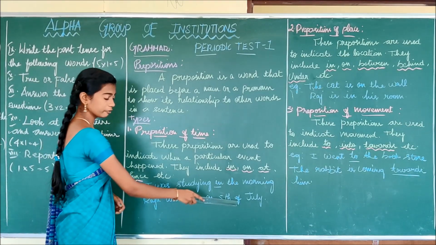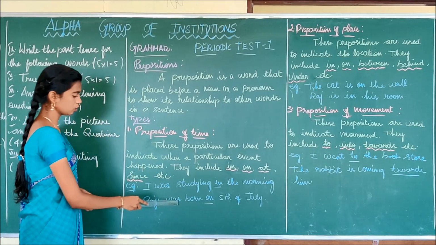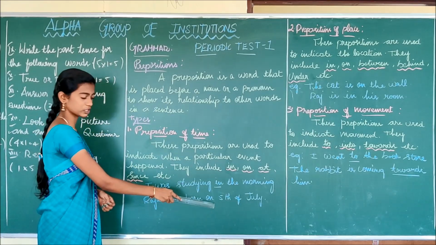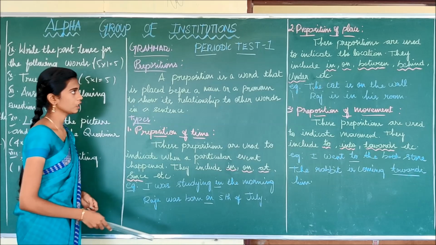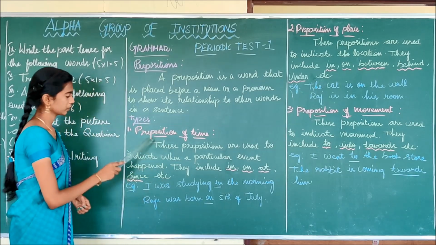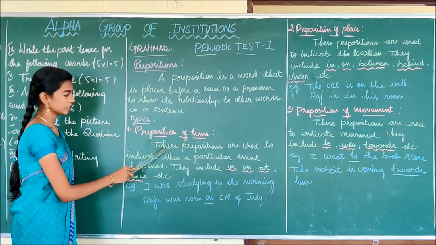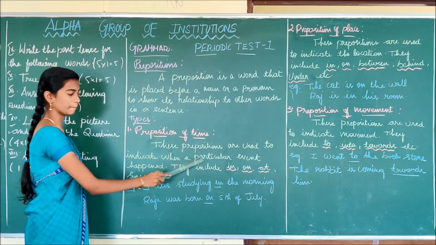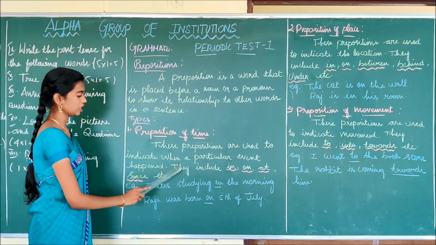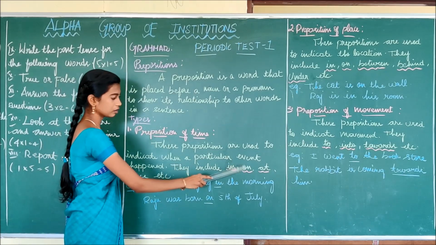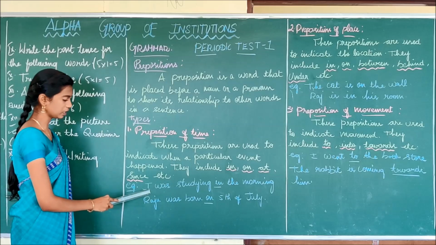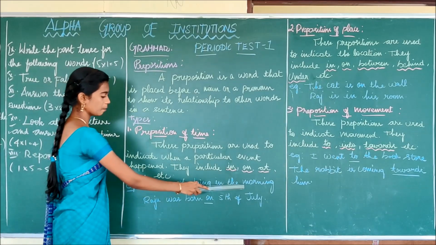Raju was born on 5th of July. So this indicates the preposition of time. Okay. Shall we read this? Preposition of time. These prepositions are used to indicate when a particular event happened. They include in, on, at, since, etc. Okay, for example, I was studying in the morning.